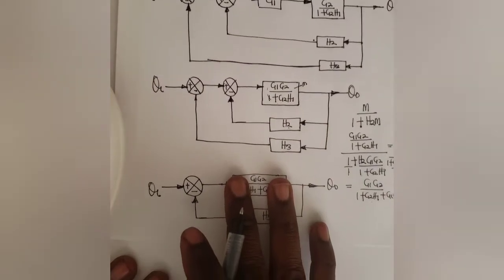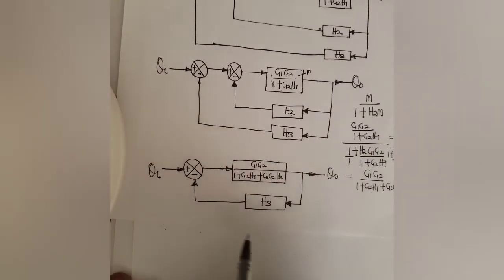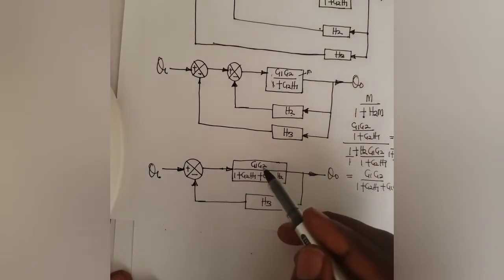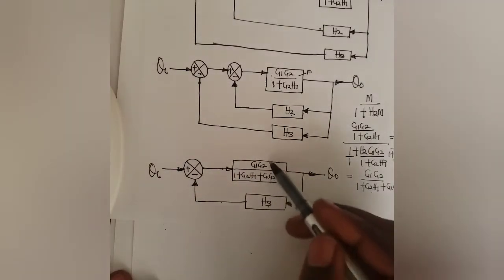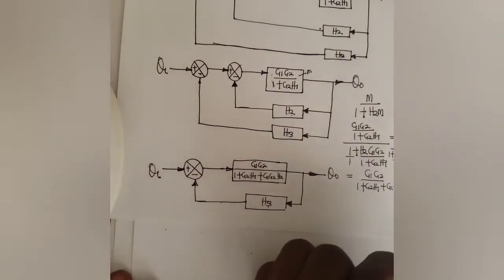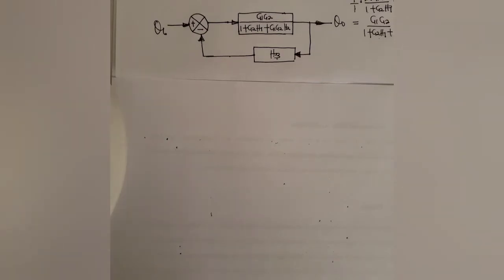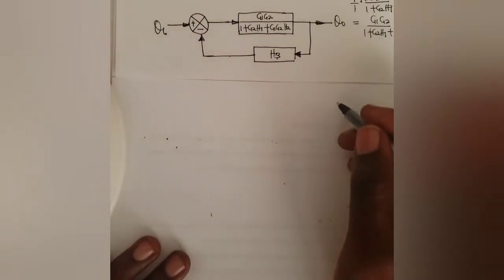Now similarly we have what? We have this. For this as well, I can also reduce this just like I did for this. Now this all over 1 plus H3 what? This will give us our final transfer function. So if I write this, this is what I'm going to be having. So we can easily do the analysis here.